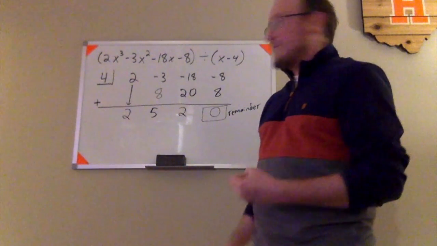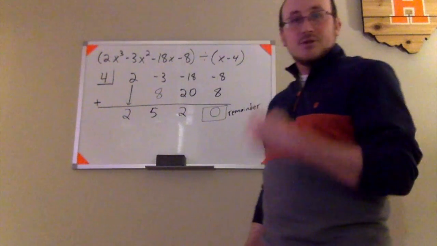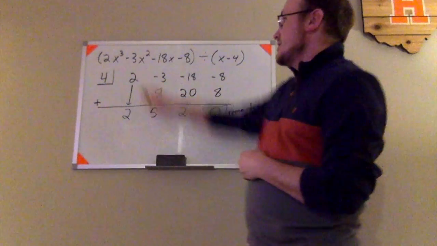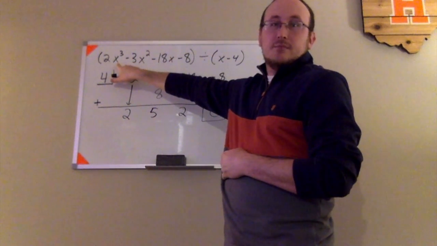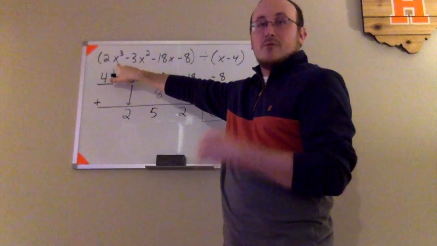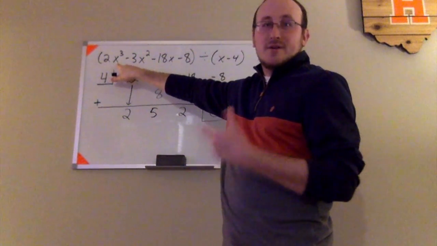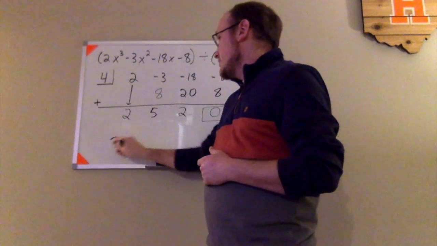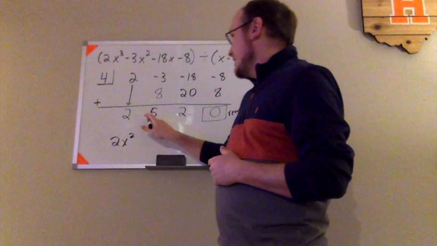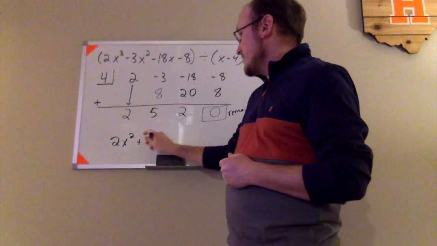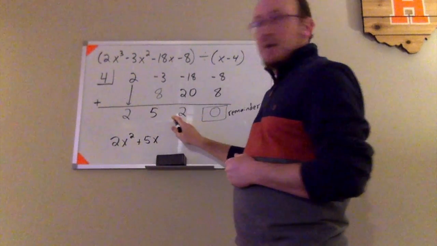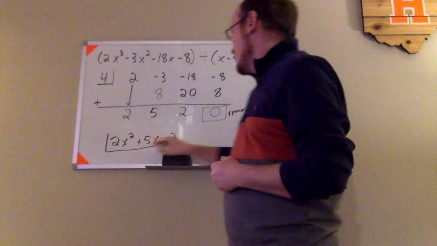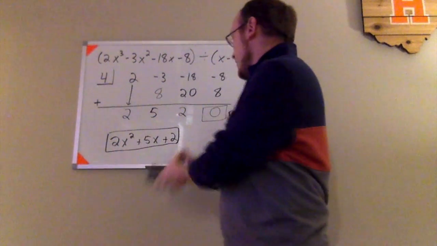We're going to go ahead and fill the powers back in, starting 1 degree lower than the problem originally was. Originally, I had a cubic polynomial here, so I'm going to start off 1 power lower than that, which would be a quadratic, or something of degree 2. So this is the coefficient of the quadratic term. So I would have 2x squared, and then this positive 5 here would be plus 5x, and this positive 2 here would just be plus 2. So this right here is what we would call the quotient.